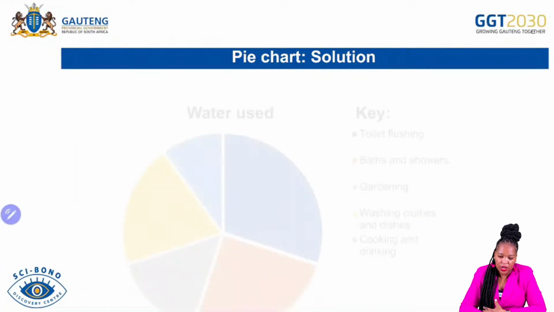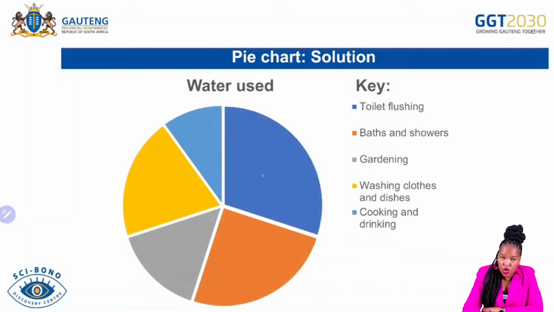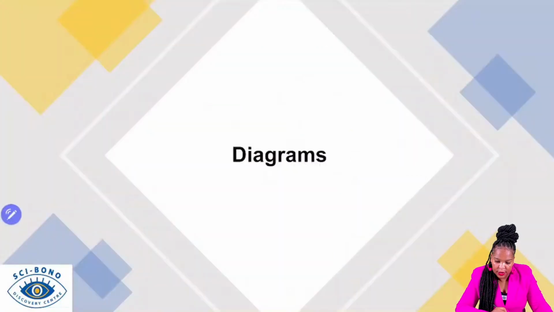So let us take a look at our pie chart. For toilet and flushing, you would have that value of 108 put here. You can even label it if you want to. But now you see for baths here, they used a key. They did not write in the pie chart itself, but you can still get a mark for using a key. So this is how you are going to proportion all your angles based on the values you had.